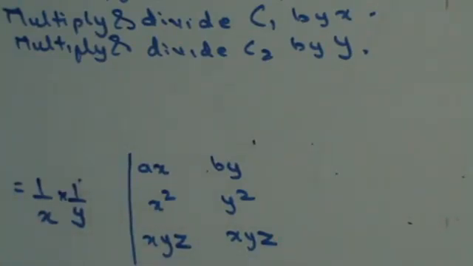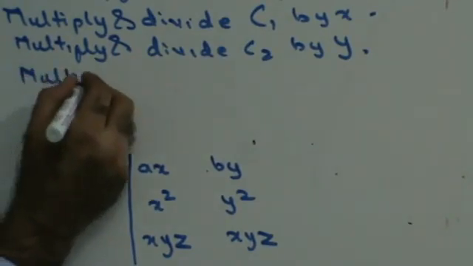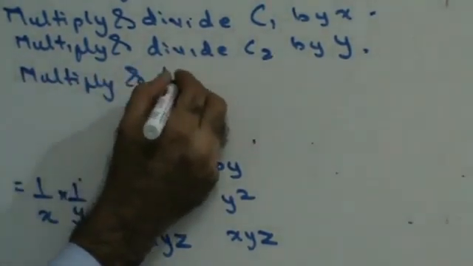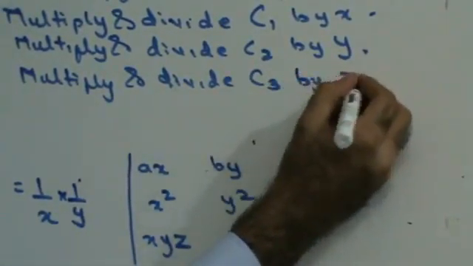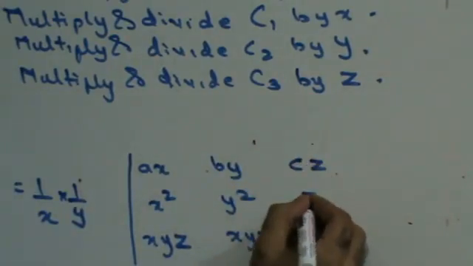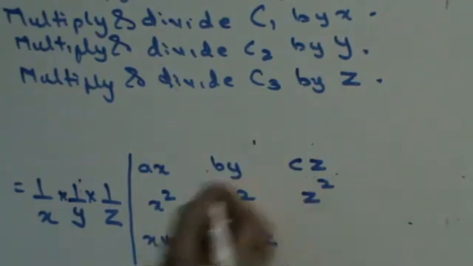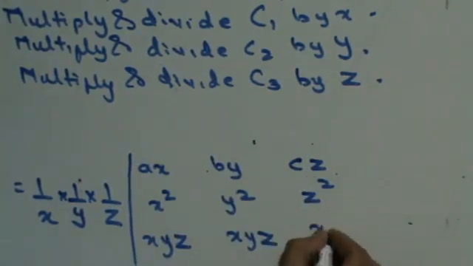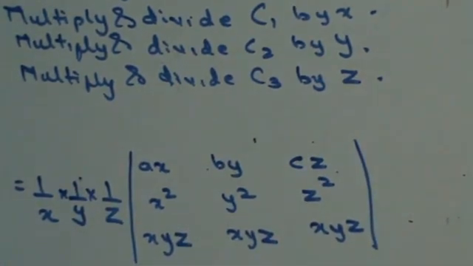Then look at your LHS again, I want CZ. So I will multiply and divide the third column by Z. In that case this will become CZ. First of all I'll have to divide outside, now I'll multiply inside: CZ, Z square and XYZ. So I'm multiplying and dividing different columns by different numbers, right?